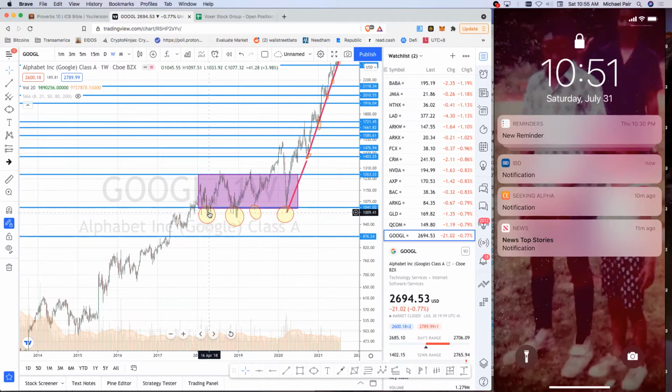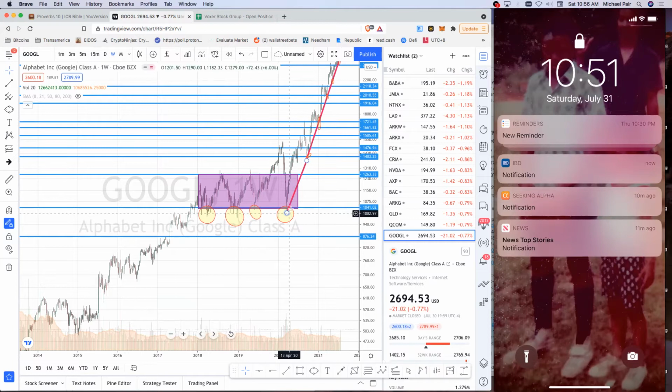1, 2, 3, 4, 5, 6, 7, 8, 9, 10, 11, 12. So that range from here to here, it touched it 11 different times. And this is on a weekly chart. So these are weekly touches. It's not even daily touches, right? And this last touch, so 1, 2, 3, 4. So this is a first bottom, second bottom, triple bottom, quadruple bottom.